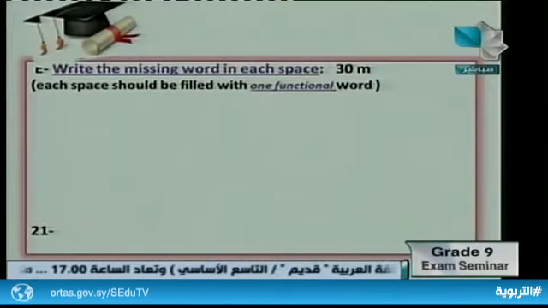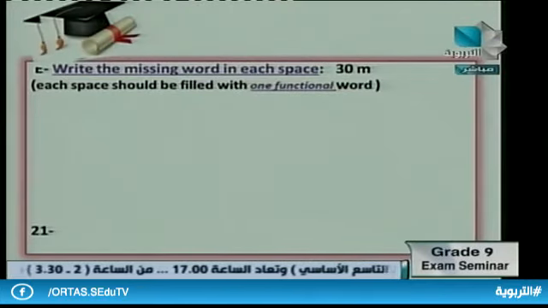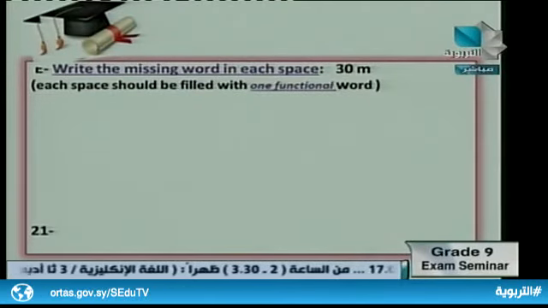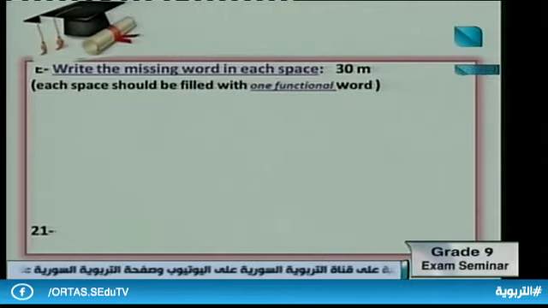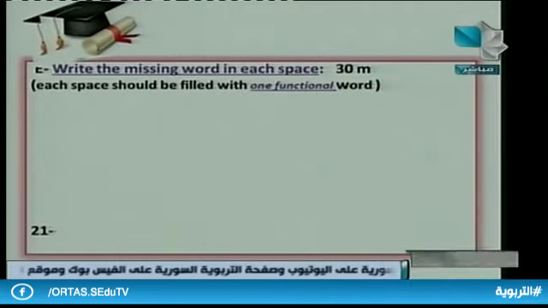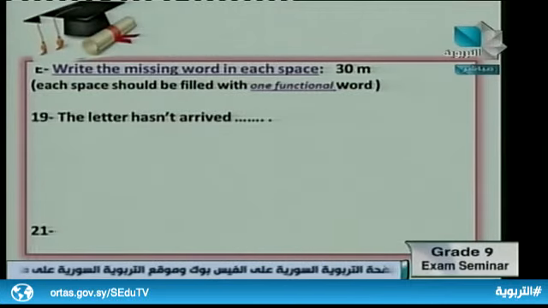This question is one of the fears for the 9th grade students. They always have this idea of what words I can use. There are a lot of words. So now we are going to help you to know what kind of word. Each space should be filled with one functional word, one word for each space. And by functional words, we mean auxiliaries, articles, pronouns, relative pronouns, etc.